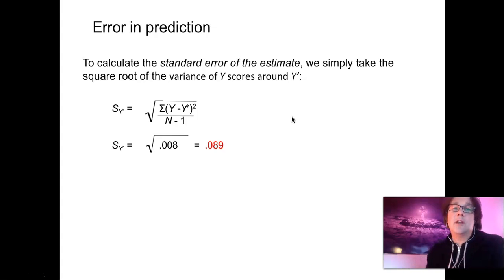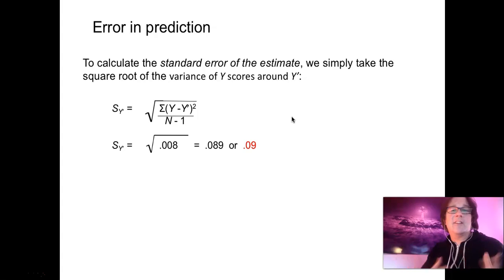So we take the square root and we end up with 0.089. Or to be conservative, we round up and say 0.09, right? So what does this mean again? The standard error says, overall, my predicted y-score on average is going to be 0.09 points off from the actual value, right?